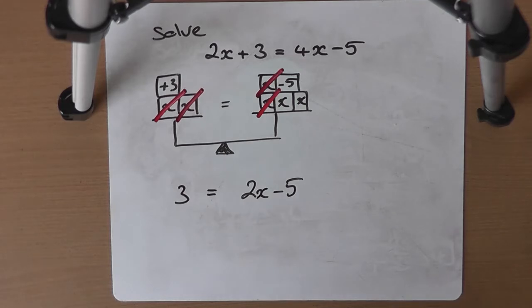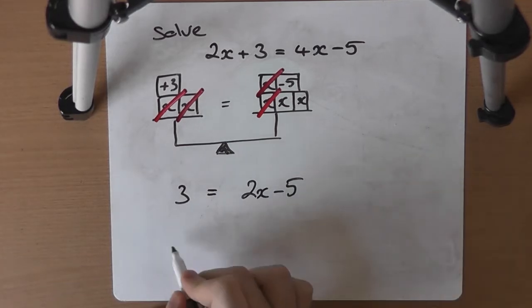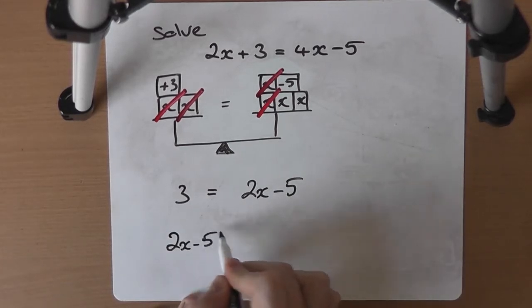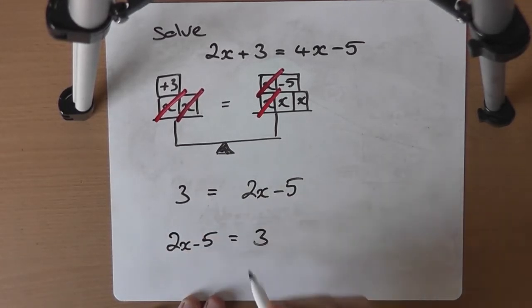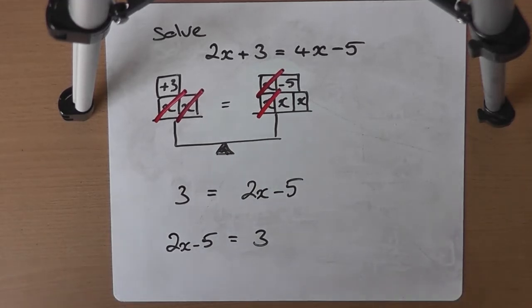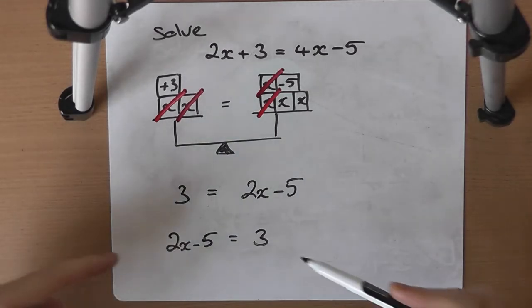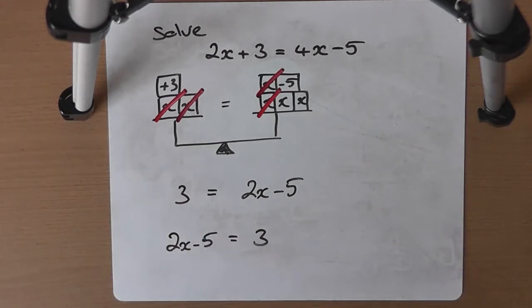The other thing we could do is switch over the left and right sides of this just to make it look a bit more like we'd expect. We could take the 2x minus 5 and write that on the left hand side and the 3 and write that on the right hand side. That's okay, we've not changed anything, we've just swapped the order over to make it look a bit more like we're used to. And this is something we could solve with a function machine, and that is the whole point.